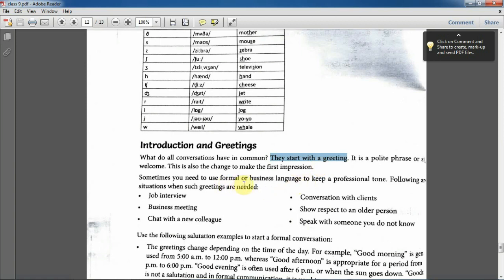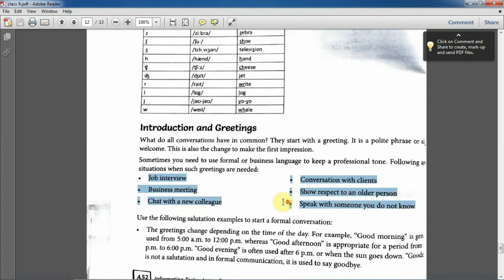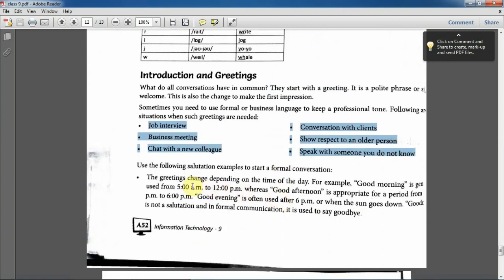Sometimes you need to use formal or business language to keep a professional tone. The following are situations in which such greetings are needed: job interview, business meeting, chat with a new colleague, conversation with a client, showing respect to an older person, speaking with someone you do not know. So these are places where you have to politely greet each other. With friends we never greet, that is the informal way, but in a formal way you always have to greet. So use the following salutation examples to start a formal conversation.